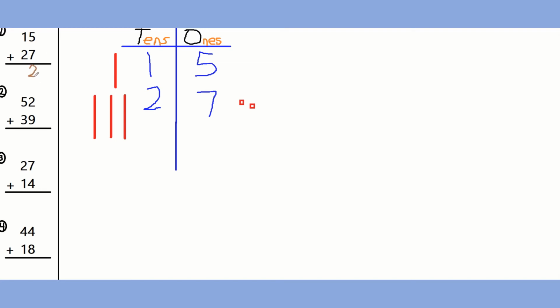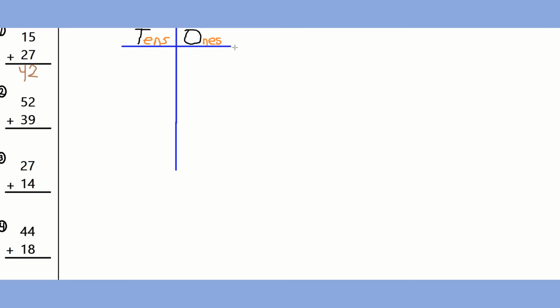So let's write that in the ones column. Count how many 10s we have. 1, 2, 3, 4. We have 4 10s. And look, we still came up with 42 as our answer. So let's do another one. And this time it won't be so confusing.